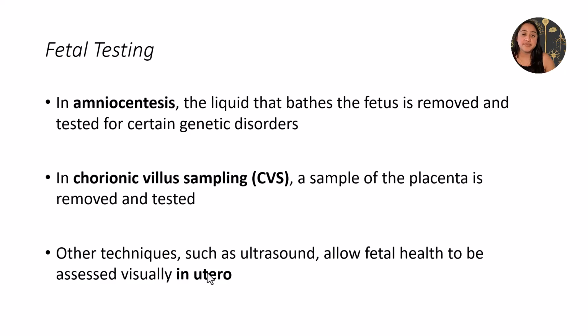Some examples of fetal testing: in amniocentesis, the liquid that bathes the fetus is removed, a little bit, not all of it, and tested for certain genetic disorders. There's another method called chorionic villus sampling, which samples the placenta. Other techniques like ultrasound allow fetal health to be assessed, usually in utero. So you're not extracting something; you can just take a look and see what you can see.